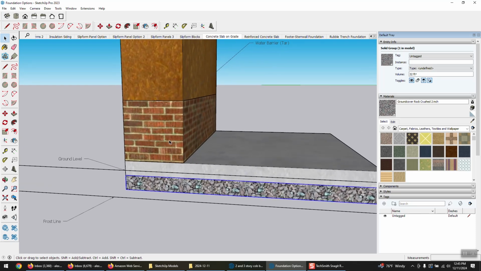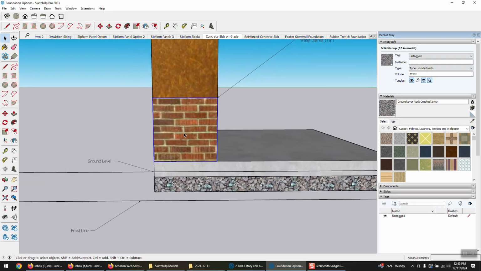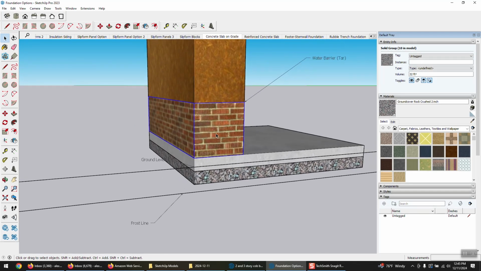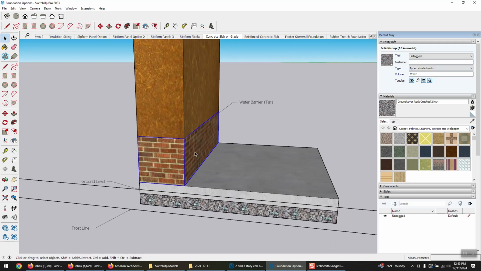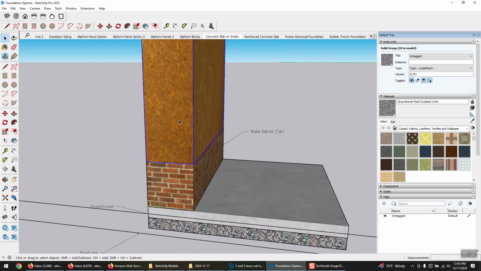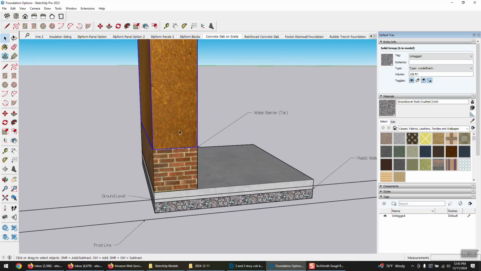So on top of the slab, we have our stem wall. This is common for any kind of cob building or earthen building, also for straw bale, straw clay or hempcrete, and then we have, in this case, the cob wall on top of that.